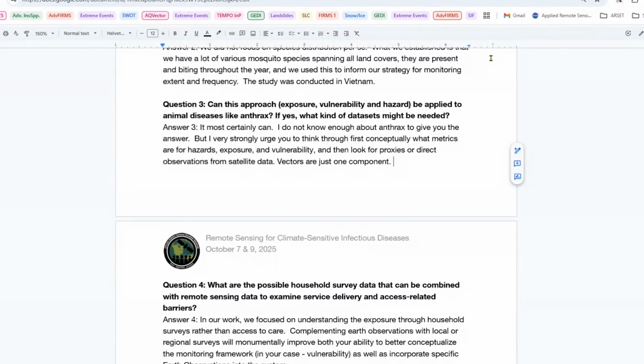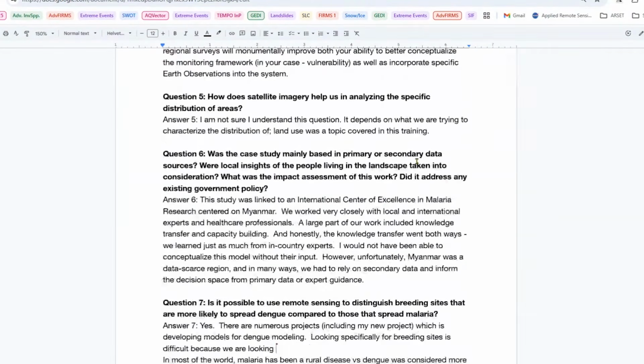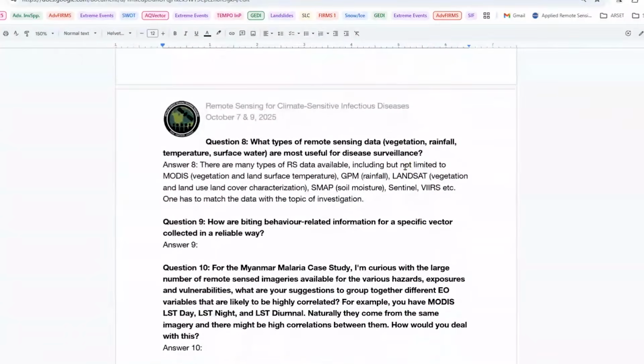Okay, thank you for that answer, Tatiana. Another interesting question is question number 8. In your experience, what types of remote sensing data, for example, vegetation, rainfall, temperature, surface water, are most useful for disease surveillance? I would classify this as a more general question.